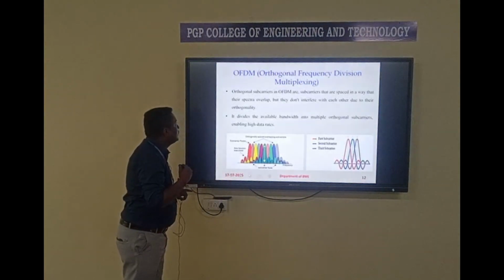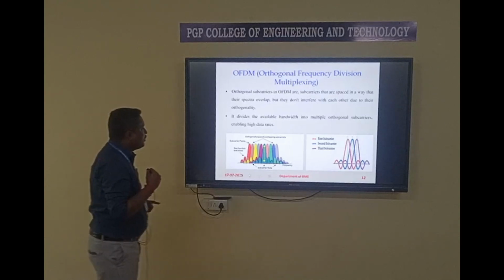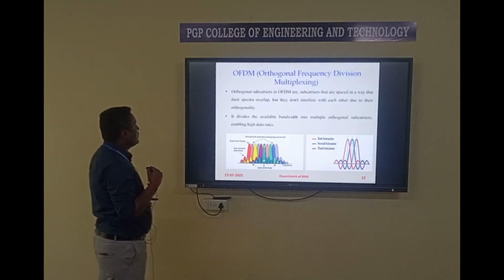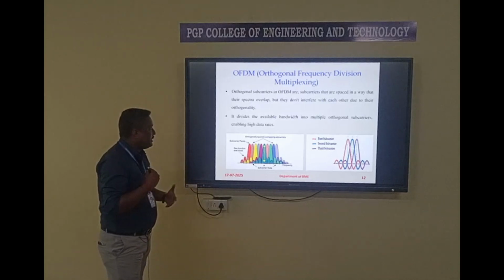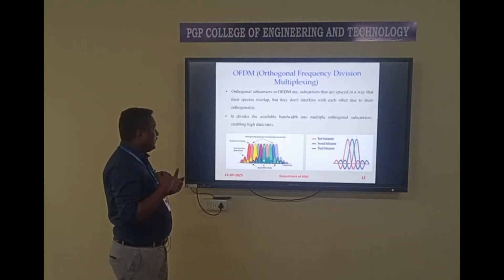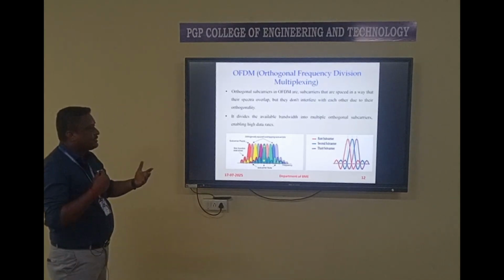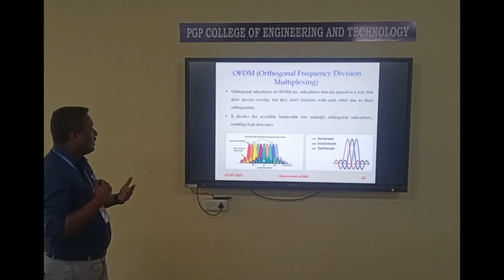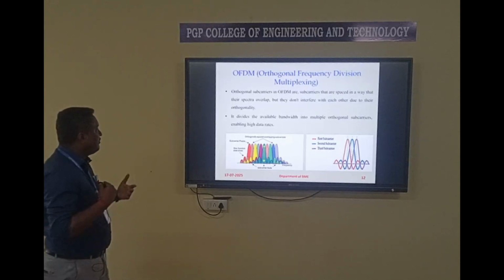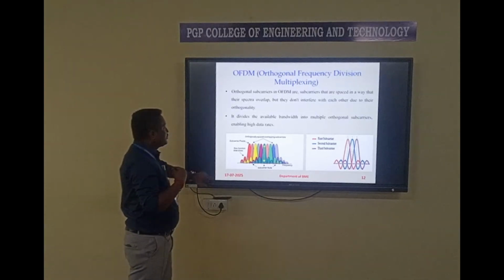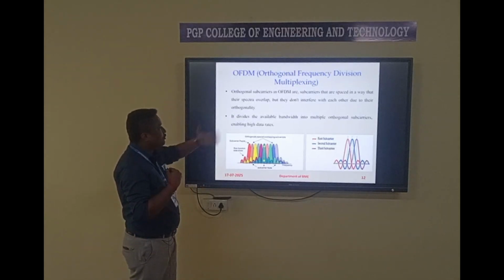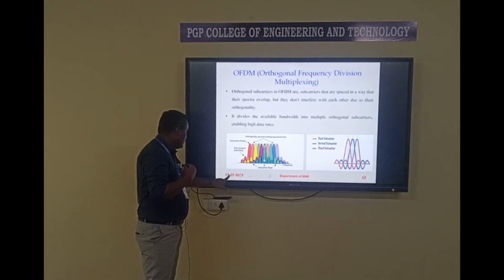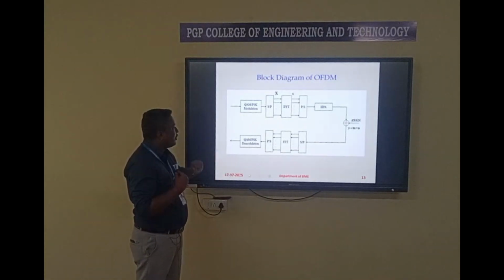Coming to the first one, OFDM, which is also adopted in 4G technology. N number of subcarriers are transmitted as multiple orthogonal subcarriers. The advantage is high data rate transmission. That's why we go for orthogonal. Normally we use frequency division multiplexing, with orthogonal subcarriers, for enabling the high data rate. That is the concept. This is a general block diagram.